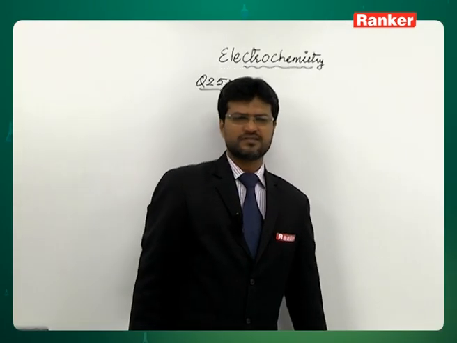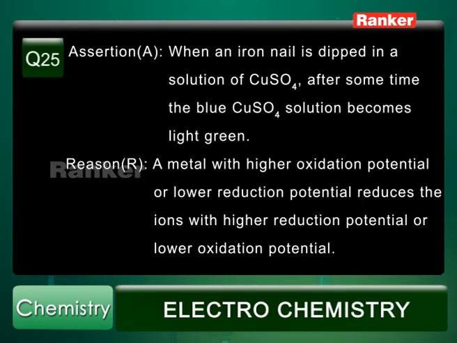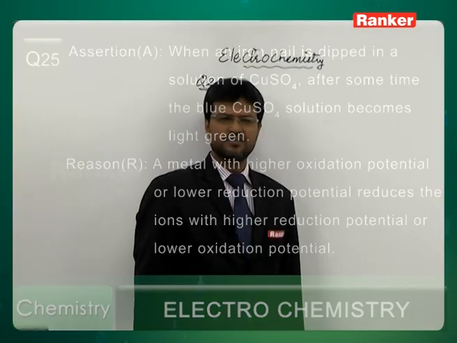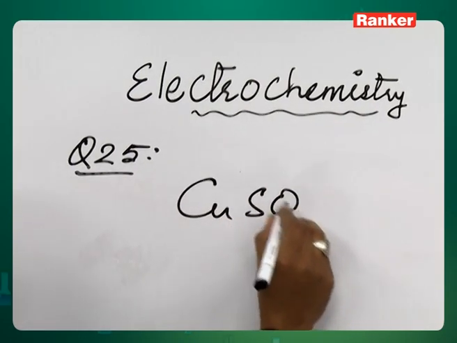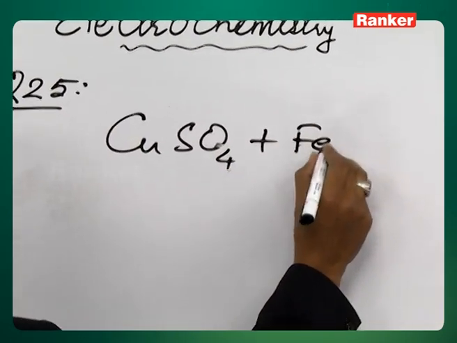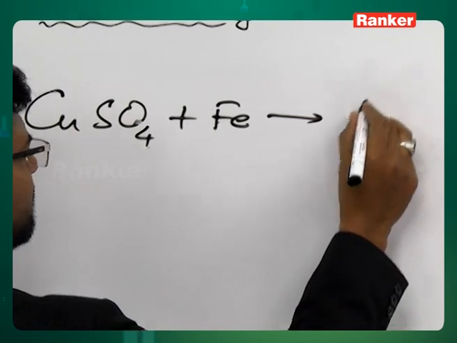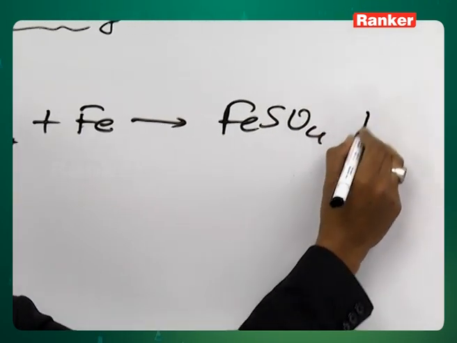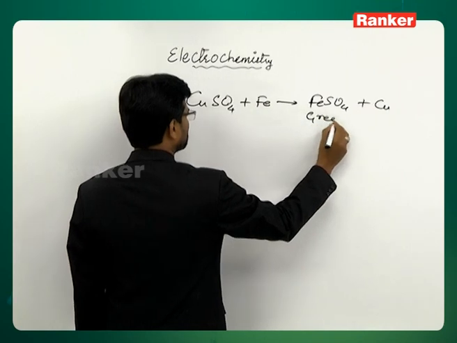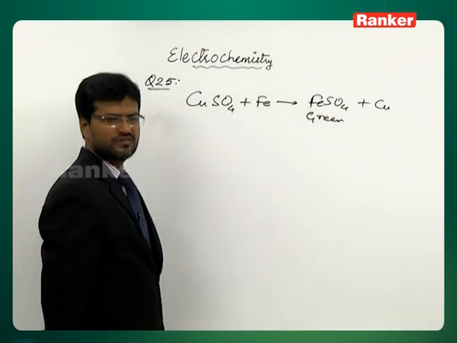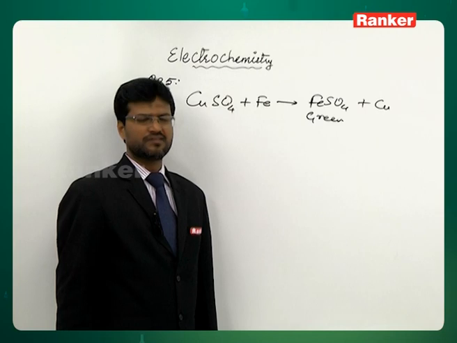Question number 25. Assertion: when an iron nail is dipped in a solution of copper sulfate, after some time the blue copper sulfate solution becomes light green. This is a fact. Actually, what happens, copper sulfate consists of cupric ions. When iron nail enters into that, it will become ferrous sulfate and copper gets deposited. So, this is green colored substance. It is present in the solution. So, assertion, the statement 1 is correct.